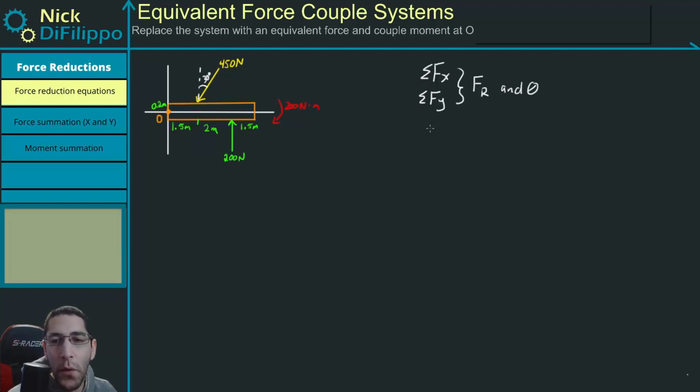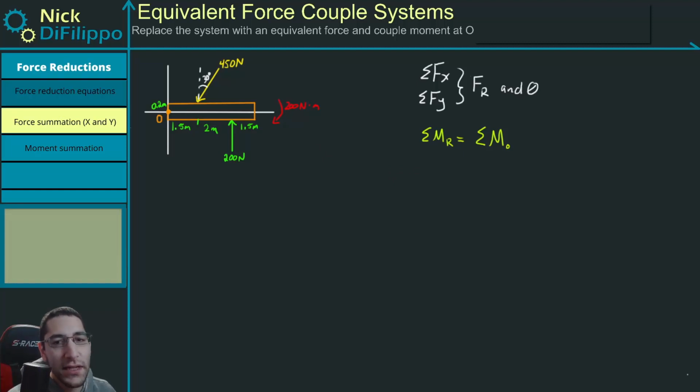Then to figure out our moment, we want to figure out our resultant moment. In this case, this is going to be equal to the sum of our moments about point O, and we need to also add in any external moments that we have, and that's going to be that 200 Newton meter moment. But if we take a look at the entire system, the sum of the moments about O, that would encompass this 200 Newton meter moment. So let's get started with this. First, let's sum our forces in the x direction.